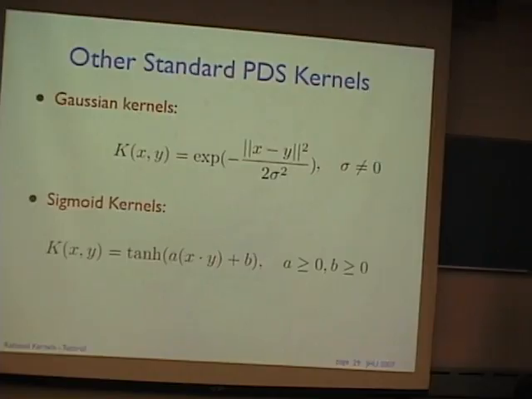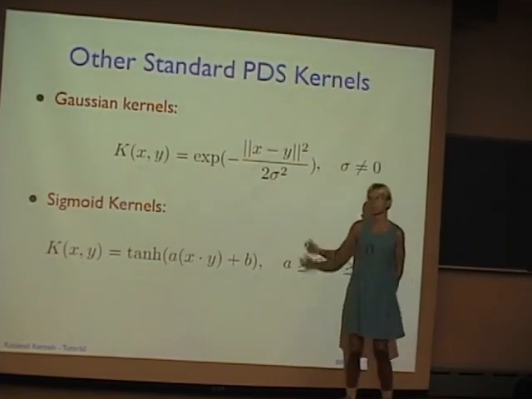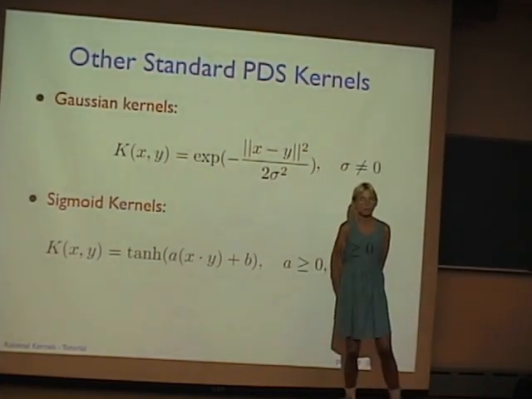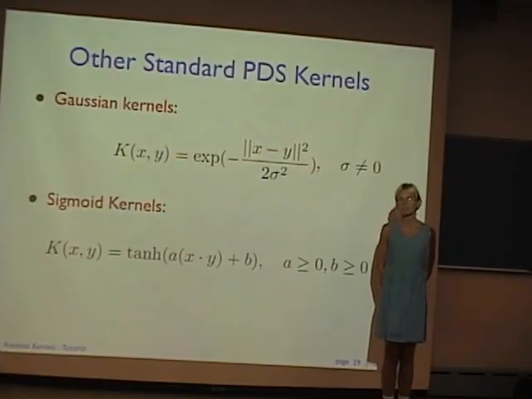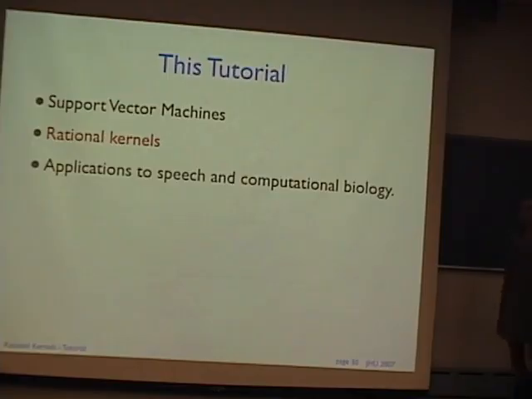Now, these kernels implicitly assume that you have some fixed length input, right? There's an x and a y. But in real life, we don't have fixed length input. Just think of speech data, we have computational biology, we have sequences, we have distributions over sequences. So what do we do? That takes us to the next part of this tutorial, rational kernels.